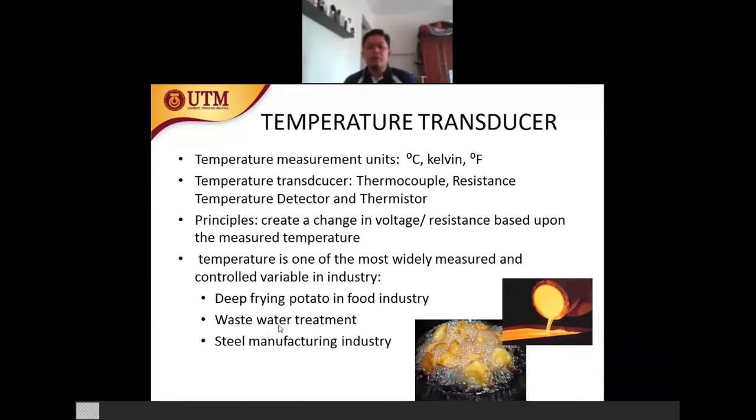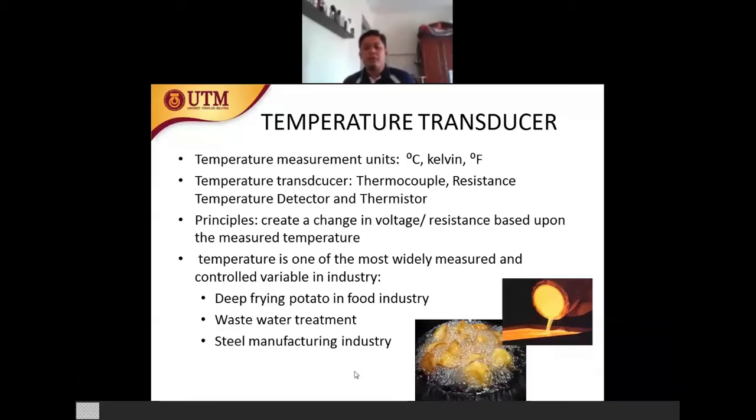And also in wastewater treatment. So wastewater treatment is very important to adjust or maintain the temperature of the wastewater. There are many processes in the wastewater. They have the preliminary tank, the mixing, and then they have the aeration, they have the pH control part, and so on. So those different processes, the temperature must be maintained at a certain level.